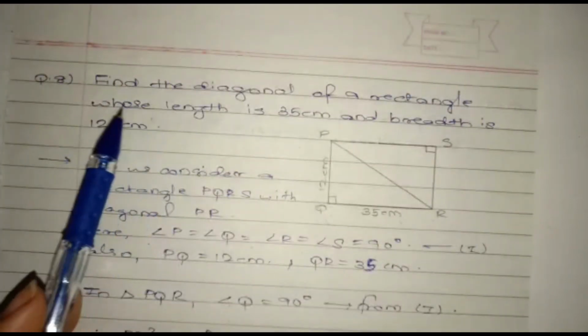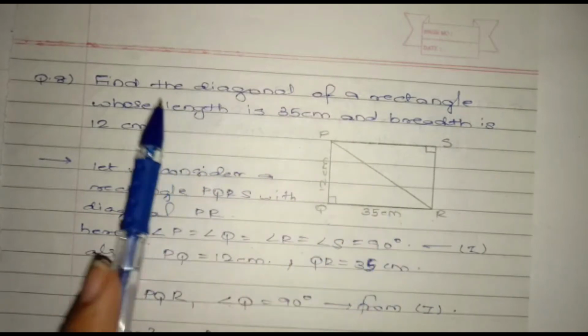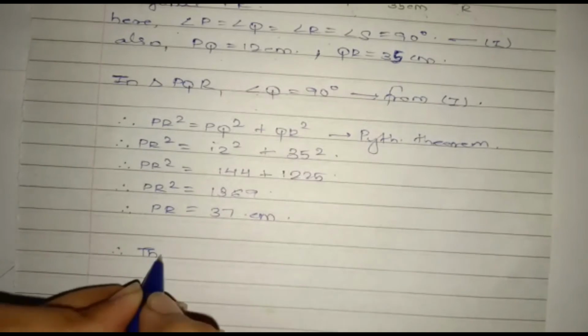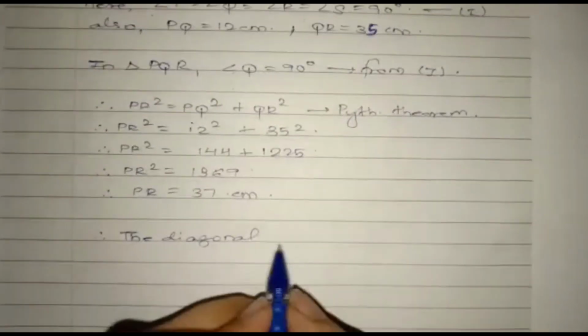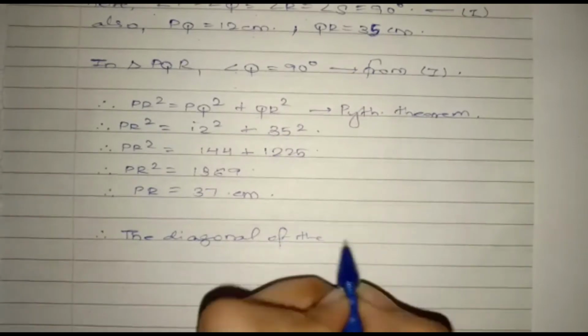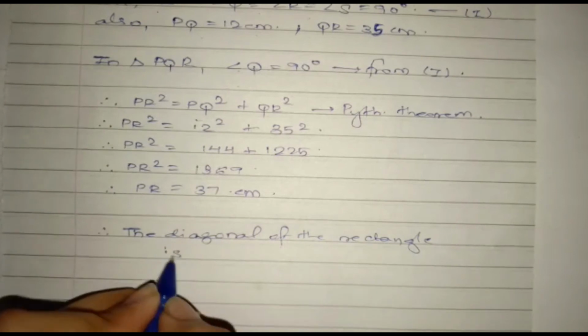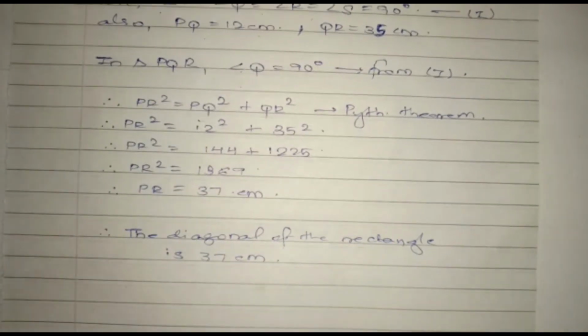So we'll write the final statement that PR is the diagonal, therefore the diagonal of the rectangle is 37 centimeter. Okay, now let us start with the ninth sum.